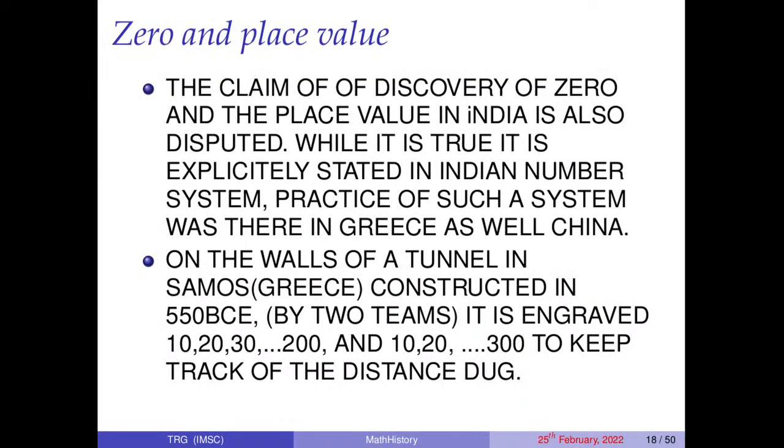Now the zero and place value. I'm not going to dwell too much on this, but I'll go to the real achievements in a few minutes. The claim of the discovery of zero and the place value in India is also disputed. While it's true that it was explicitly stated in the Indian number system, practice of such a system was there in Greece as well as China. I'm going to give a couple of examples. On the walls of a tunnel in Samos, Greece, constructed in 500 BCE by two teams, one team started here, one team started there, and they engraved 10, 20, 30, 40, etc. to say how much they had done from each end, so that they meet exactly at the correct point. Such a thing is there already in tracking the distance.